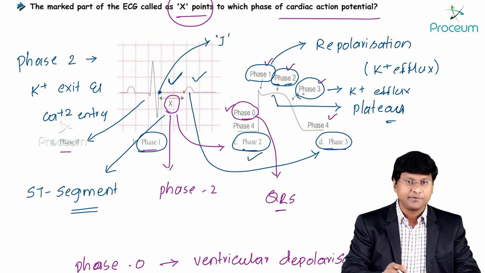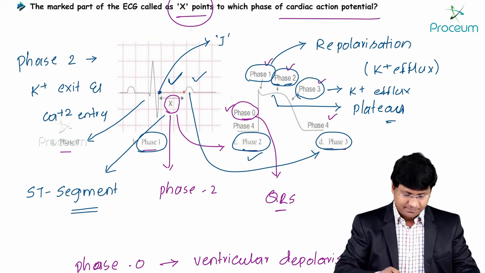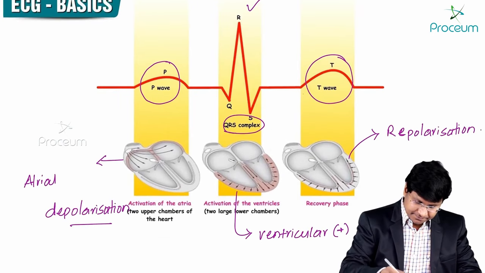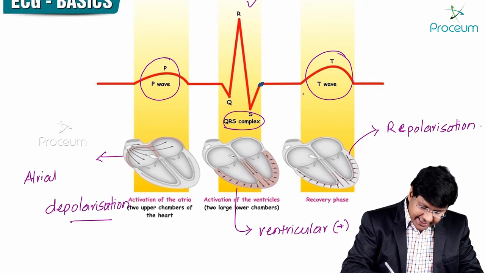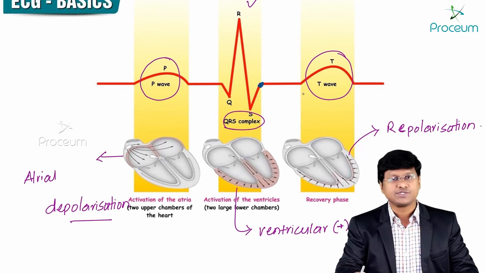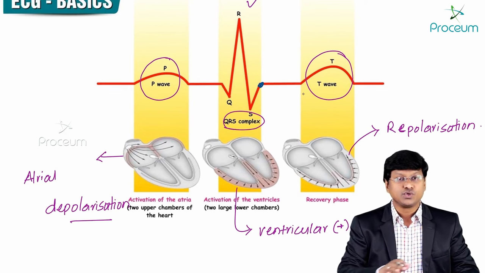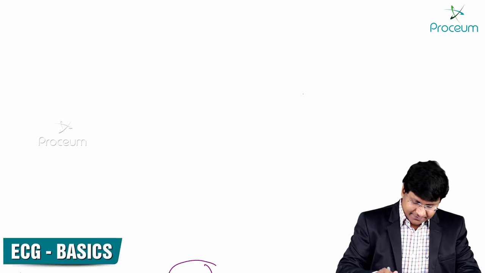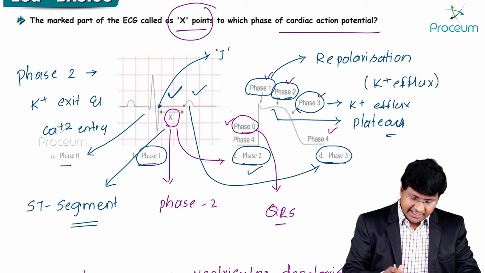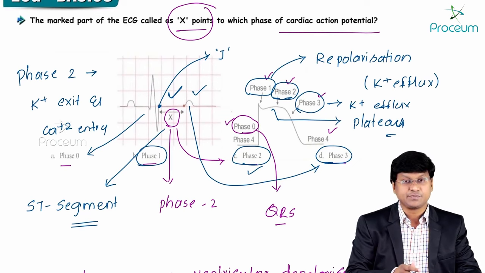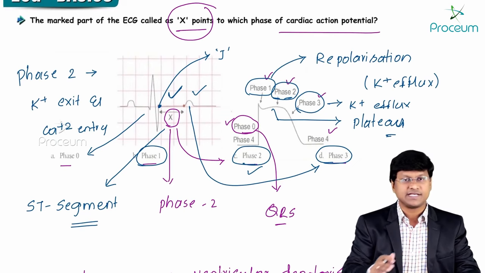Okay, what is the J point? This is your J point. That is the end of the S wave, starting off your ST segment. So that was the slide which was integrating the cardiac action potential and the ECG complex.